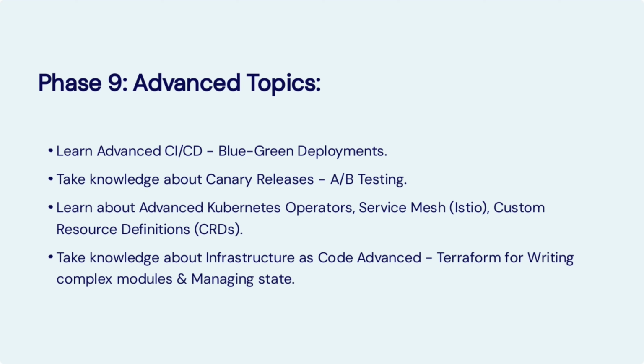As you progress to phase 9, advanced topics, you'll delve into more complex concepts. First, you'll explore advanced CI/CD with blue-green deployments, allowing for seamless updates. Next, you'll gain insights into canary releases and A/B testing, enabling controlled feature rollouts. Then, you'll learn about advanced Kubernetes operators, service mesh, Istio, and custom resource definitions, CRDs, to enhance container orchestration. Lastly, you'll master advanced infrastructure as code with Terraform, empowering you to write complex modules and manage state effectively.